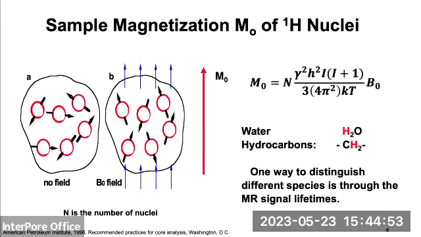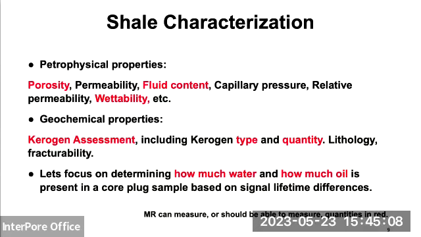They will both contribute to N, and they will both contribute to M0. So we're not going to do spectroscopy. The way we're going to distinguish between water and oil is going to be through the lifetime of the signal that is generated. There are many properties of interest and importance that one can use magnetic resonance for in order to characterize shale, but we're just going to focus on trying to determine how much water and how much oil is present. And again, this is going to be based on signal lifetimes.